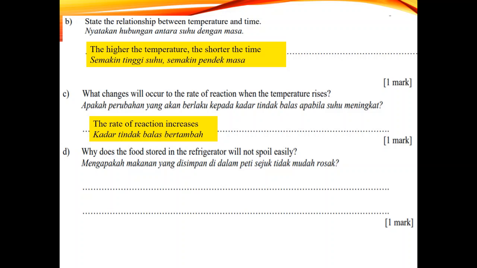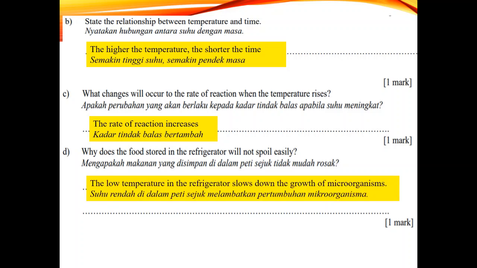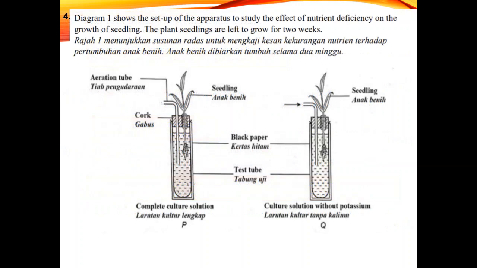Okay, D, why does the food stored in the refrigerator not spoil easily? Mengapakah makanan yang disimpan di dalam peti sejuk tidak mudah rosak? The low temperature in the refrigerator will slow down the growth of microorganisms. Ataupun kamu tulis suhu rendah di dalam peti sejuk melambatkan pertumbuhan mikroorganisma. Next, I move on to question number 4.